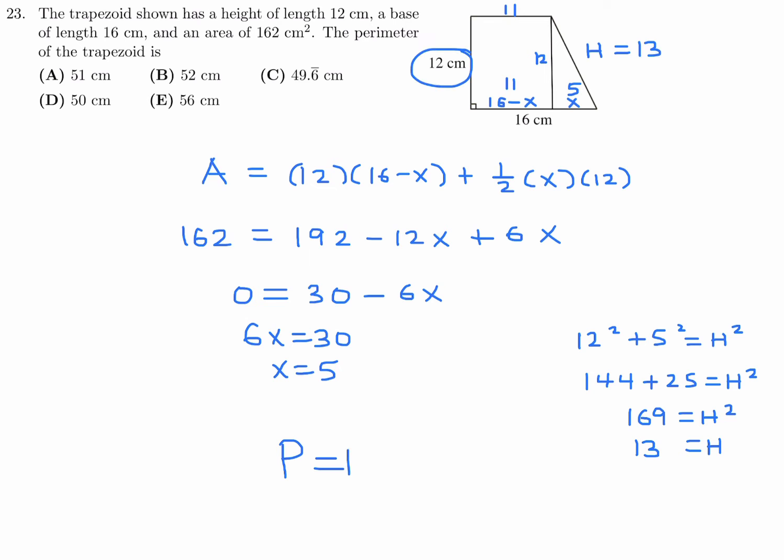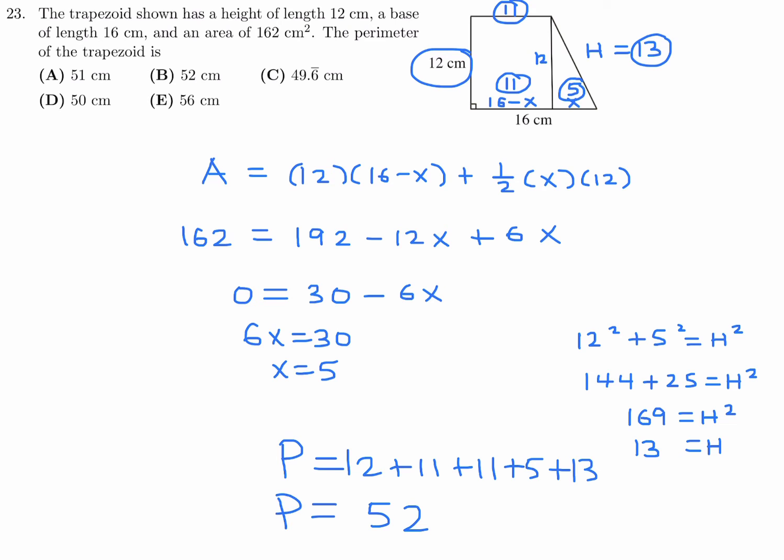So we got that 12, this 11, this 11, that 12. Oh, that one you don't need. Ooh, good thing I noticed that. But I need this one, that's 5, and then this one, 13. Okay. All right, so if you add this up, 52 for the perimeter of that shape, and that would mean that is choice B.